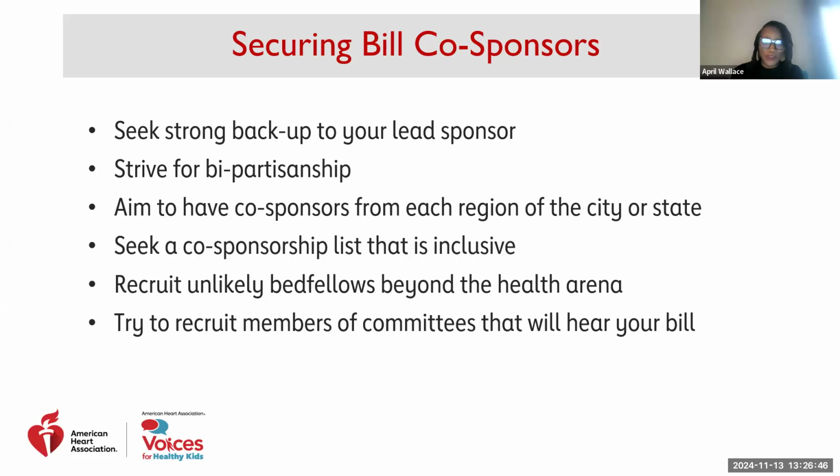So the co-sponsors for your bill. Oftentimes bills can have co-sponsors, and the list of co-sponsors can be an important source of information about the insider support for your bill. So you want to consider a few things while you're thinking about enlisting co-sponsors. They will not usually make or break your bill, but you will want to have a strong backup to your lead sponsor in case they leave office early or fall out of favor with leadership.